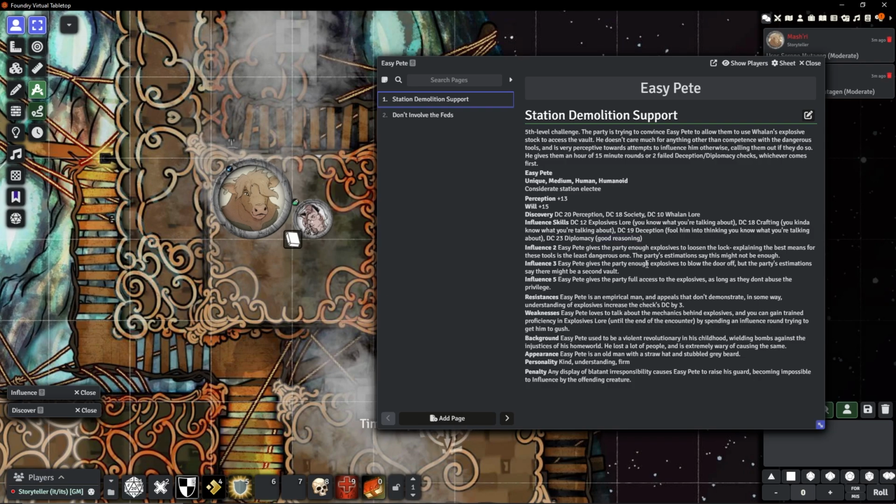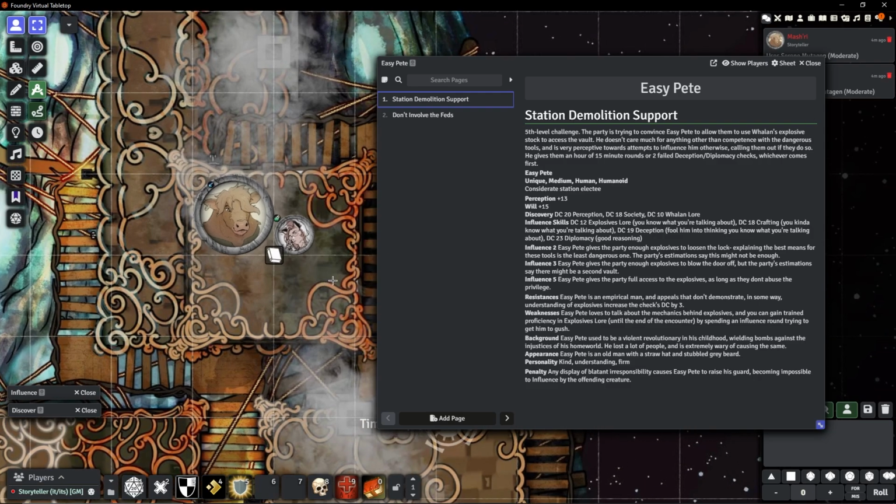Easy Pete will give everyone enough explosives to loosen the lock, explaining that the best means for these tools is the least dangerous one. So he doesn't want to give away as much as he can. But the party wants to be able to blow their whole way in, and they think from some schematics that they dug up on a station earlier that there might be a second set of doors, so they're going to have to keep pushing.